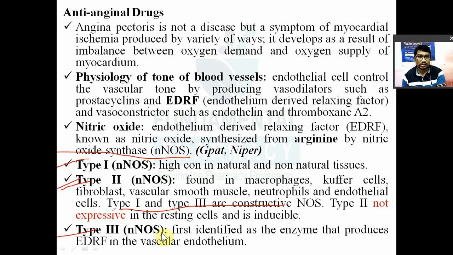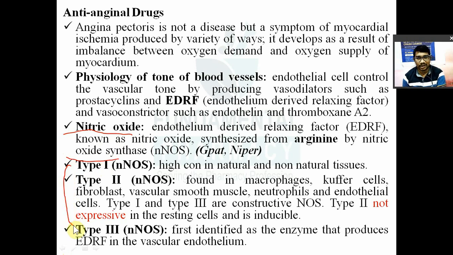Type 2 is inducible. Type 2 is not expressed in resting cells. Are you getting it or not? There are 3 enzymes known as nitric oxide synthase. There are 3 isotypes of the enzyme nitric oxide synthase: type 1, type 2, type 3. Now type 1 and type 3 are known as constitutive enzymes.